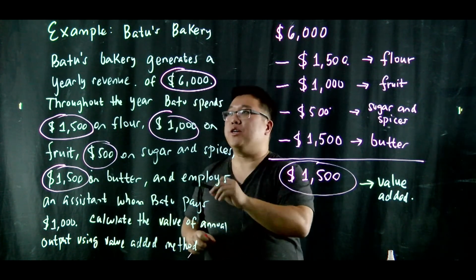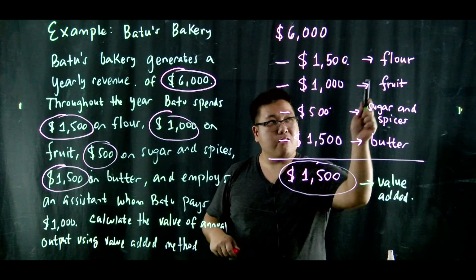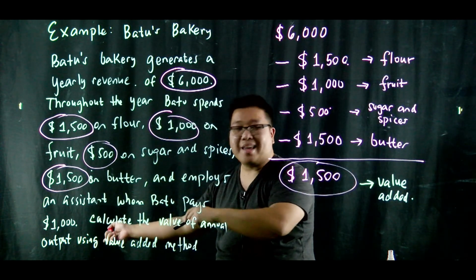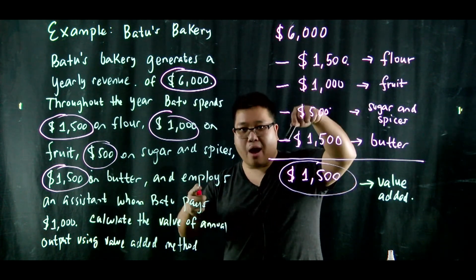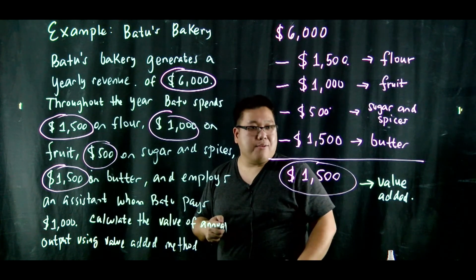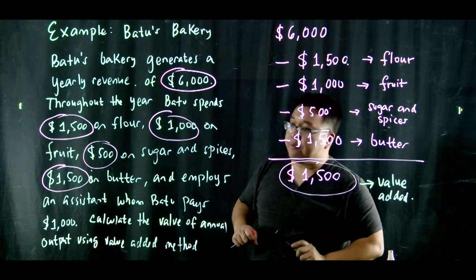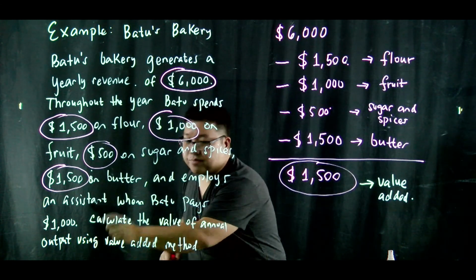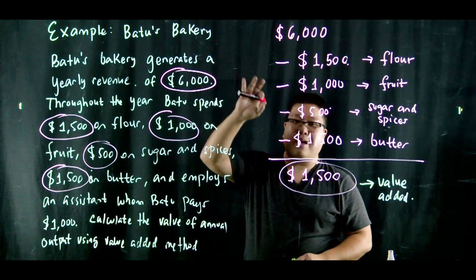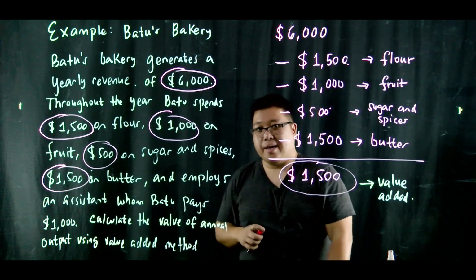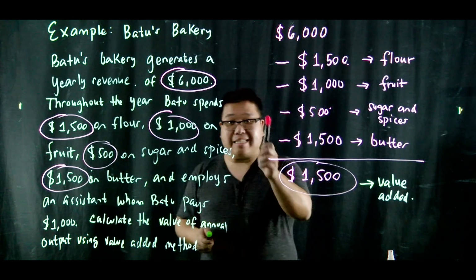In contrast, these goods, flour, fruit, sugar and spice, and butter, are goods that were produced by another firm. And these are the intermediate goods whose value we have to take into account when computing value added. So in other words, for this particular example, we will not include the cost of labor, which is $1,000. So to summarize, the value added for Batu's Bakery is worth $1,500. And that concludes our video on computing value added. I hope you learned something, and I'll see you next time.